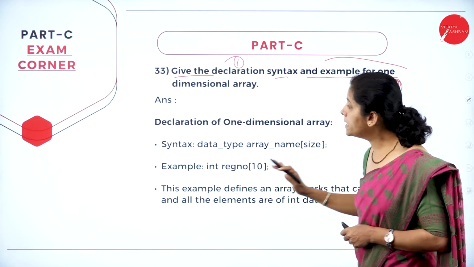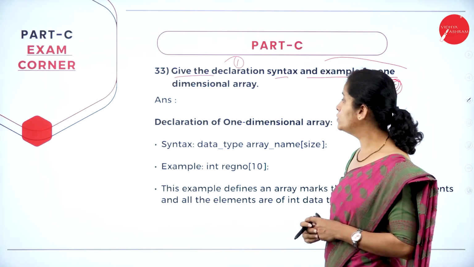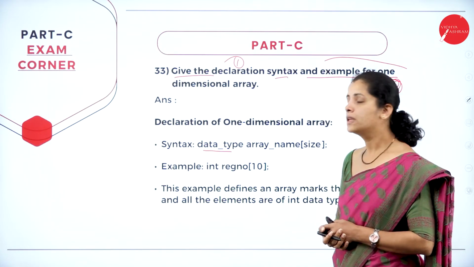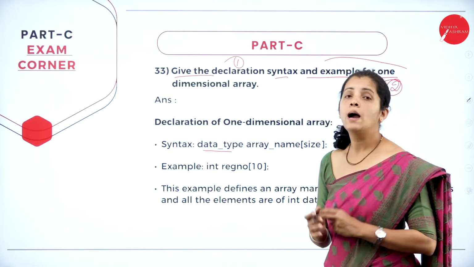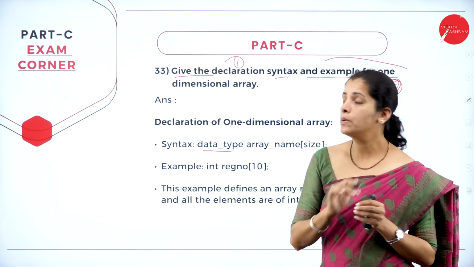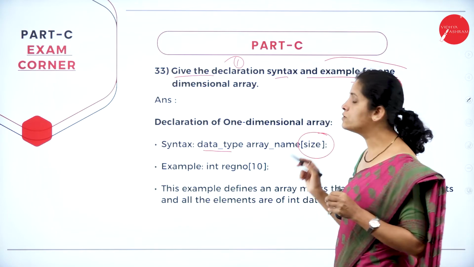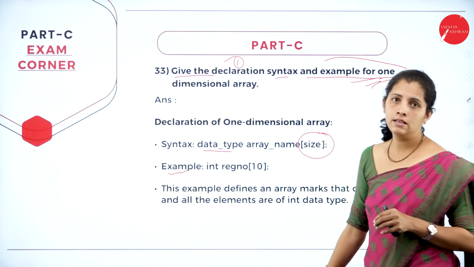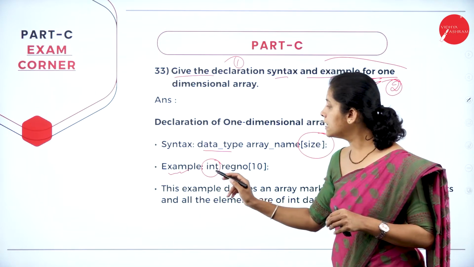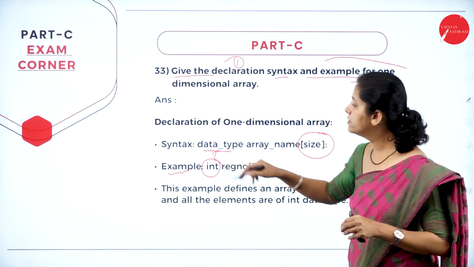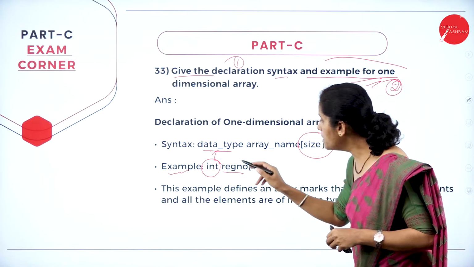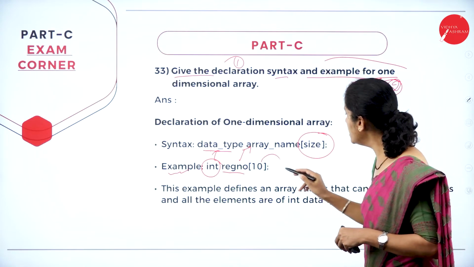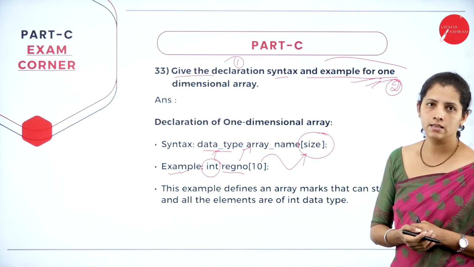Now, at the beginning, I'm going to write the syntax. So, I'm going to have the data type, then the array name, and along with that, the size of the array. Now, let me consider this example. See, here int is the data type, register number is the array name, and here 10 is the size.